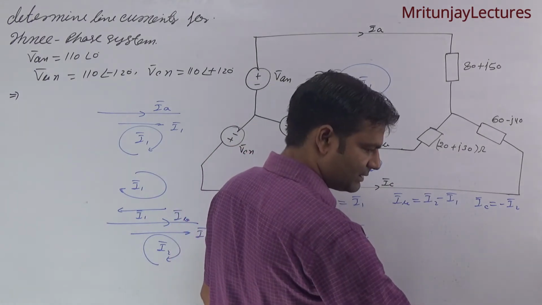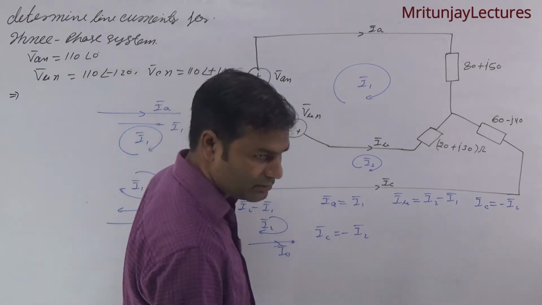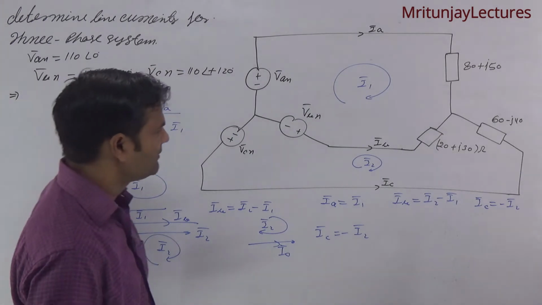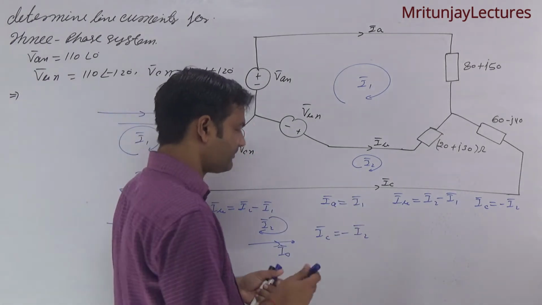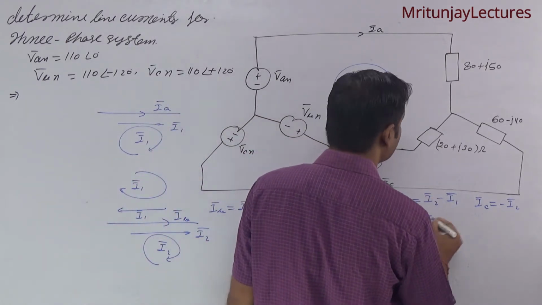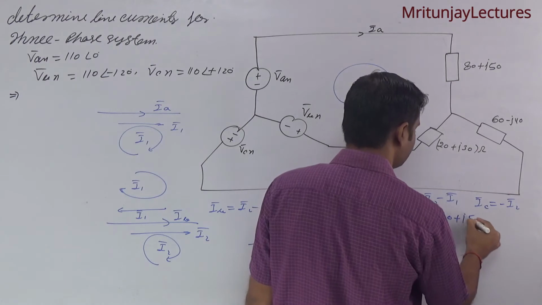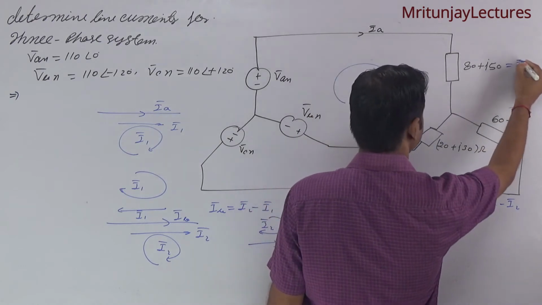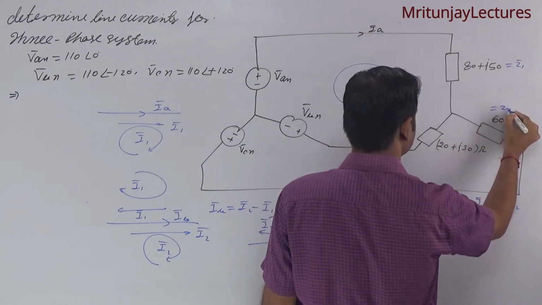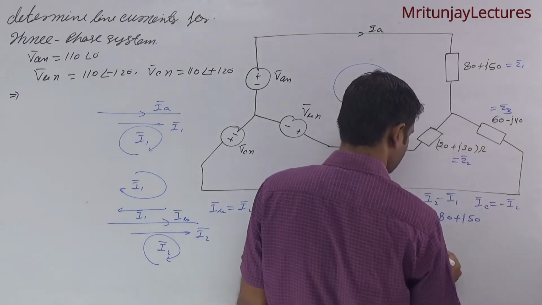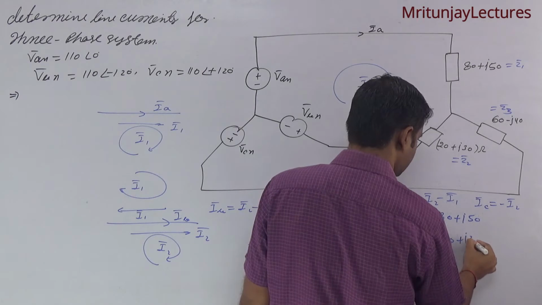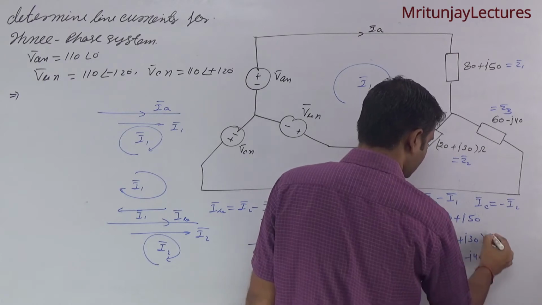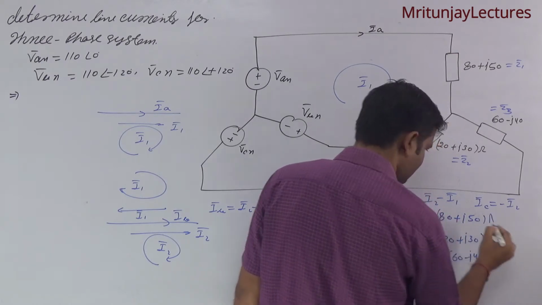If you face any doubt, then tell me. Okay, now our next target is to determine Z1, Z2, Z3 in the terms of polar form. Z1 is 40 plus J50, and what about Z2? Z2 is 20 plus J30, and Z3 is 60 minus J40. All of these are in ohm.